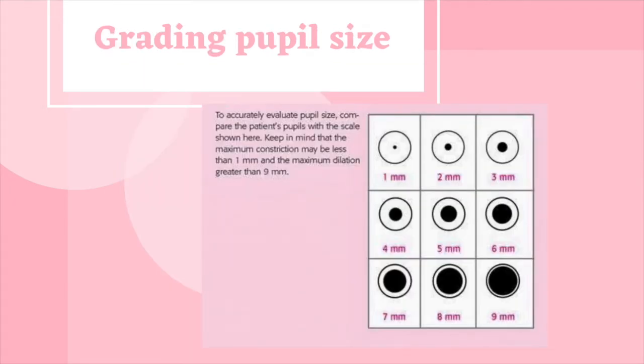So grading pupil size. To accurately evaluate pupil size, compare the patient's pupils with the scale shown here. Keep in mind that the maximum constriction may be less than 1 mm and the maximum dilation greater than 9 mm.